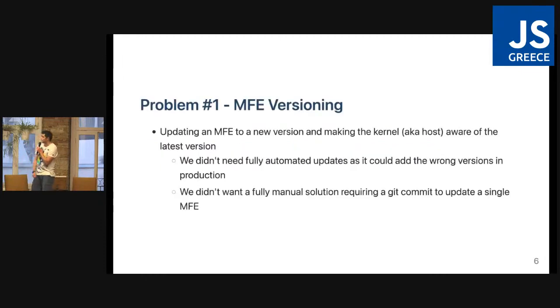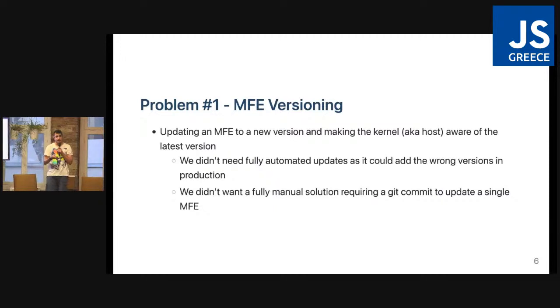So problem number one, which we also talked about at CityJS, is micro frontend versioning. Long story short, in GWI, and in general, we want to have a new version of a micro frontend updated, but we don't want it to update fully automatically, and also we don't want to update it fully manually. So we have to find a balance in there.